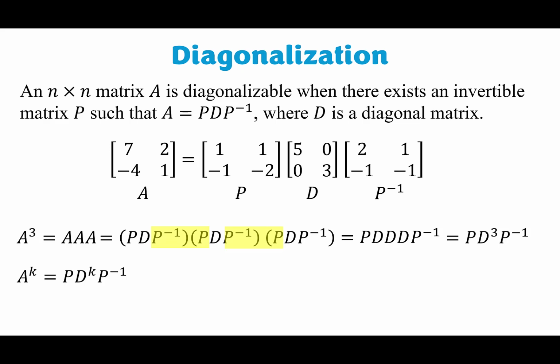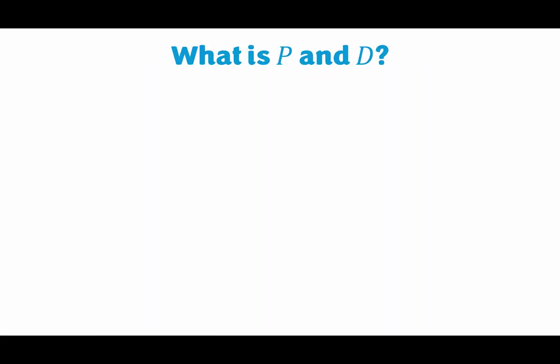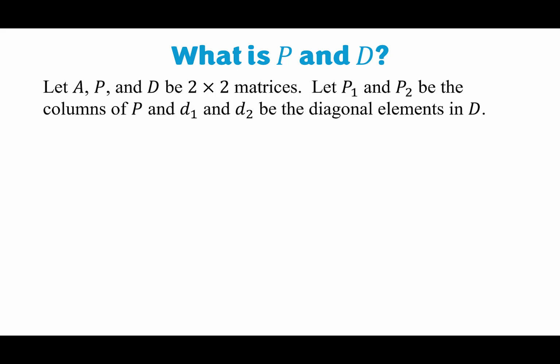But you're probably wondering, what is matrix P and matrix D? Where do those come from? Well, that's what we'll discover here now. All right, let A, P, and D be 2 by 2 matrices. Let's look at 2 by 2 first, but you can easily generalize this to n by n matrices. But let P1 and P2 be the columns of P, so the first column and the second column, and let D1 and D2 be the diagonal elements in D.